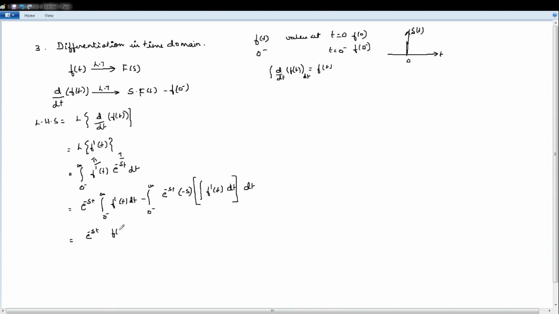I'll be getting f of t from 0 minus to infinity, and here minus and minus s, so I'll be getting a plus term s into the integration from 0 minus to infinity. See, what is again the integration of the differentiation f dash of t with respect to t? It is f of t. So I'll be getting f of t e power minus st dt.